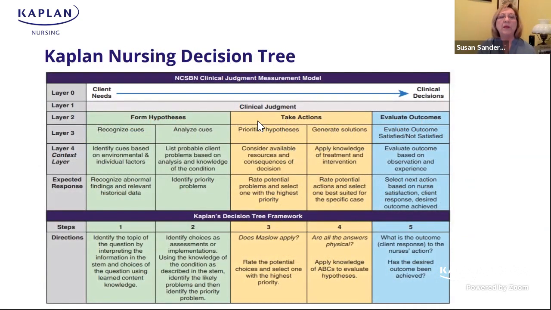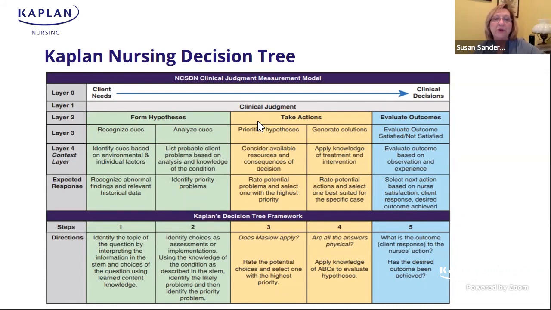And then when we look at clinical judgment related to the Kaplan decision tree, I want to show you how our decision tree really layers over and works with the measurement model. So when we're looking at the Kaplan decision tree and the student is identifying the topic of the question, they really are having to recognize cues and identify those cues based on what's going on with their client. When they're trying to identify their choice of assessment and implementation, they are analyzing those cues. So that lines up directly with the National Council model.